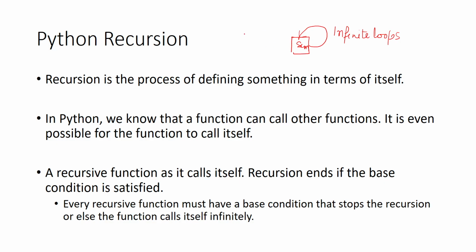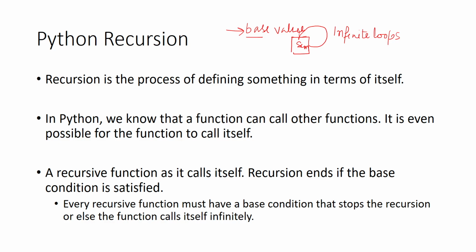Likewise, in recursion, whenever you call this sum, or any function which calls itself, it is coming closer and closer to a value which is known as the base value. Okay, and this is the value at which the recursion should stop. So a recursive function calls itself, and recursion ends if the base condition is satisfied. So if you have a base condition, then whenever this base condition gets satisfied, the recursion should stop, right?